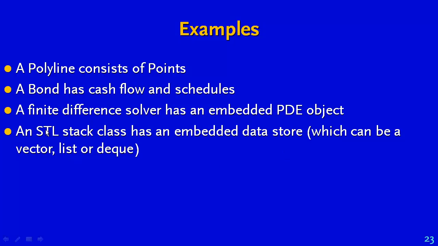STL, which we'll talk about later on. Stack class. A stack class is a data container, and on a stack you can pop some information from the stack, and you can push some information onto your stack. It's got an embedded store, so internally the data store which implements my STL stack can be a vector, which is just like an array with indexing, a list or a queue. So a queue is first in, first out. So these are examples of aggregation.